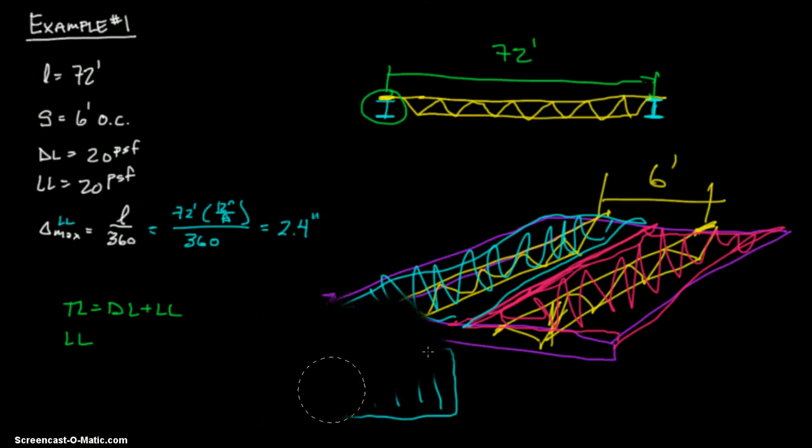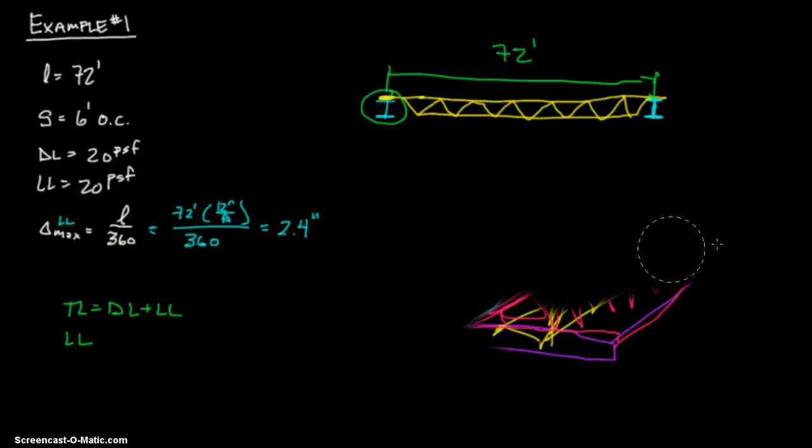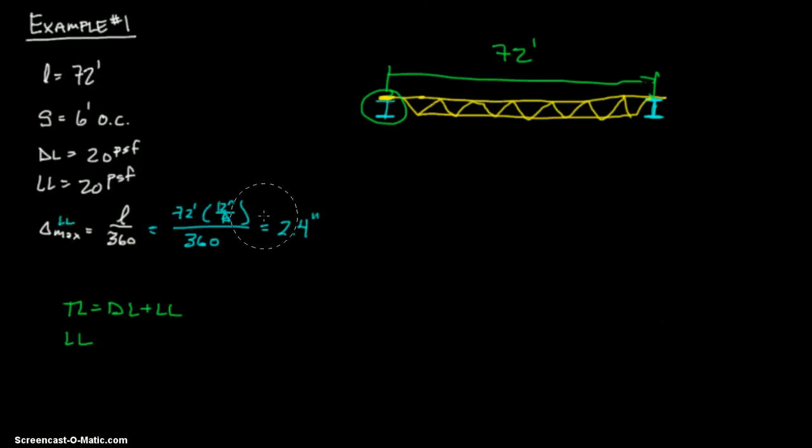That's how you're multiplying this PLF. You're getting this PLF from the PSF. You're multiplying it by the distributed area, and the distributed area is the spacing. It's 6 foot on center. It's the same thing. It's actually half of that times 2, if you want to think of it that way.